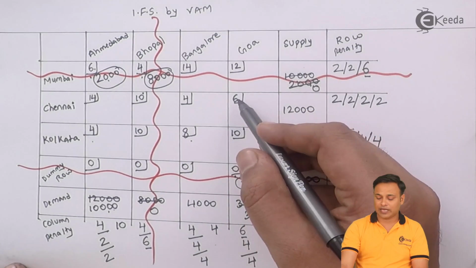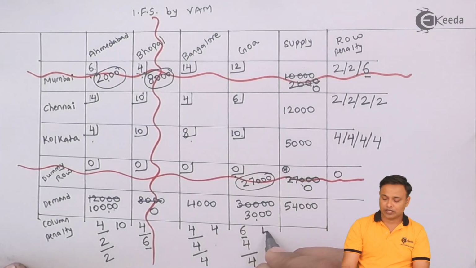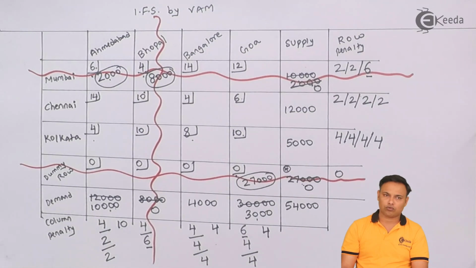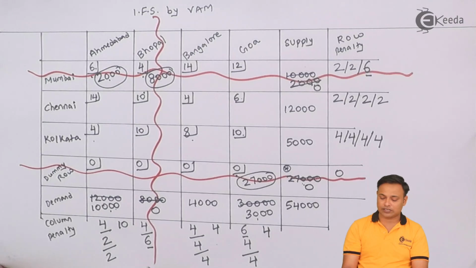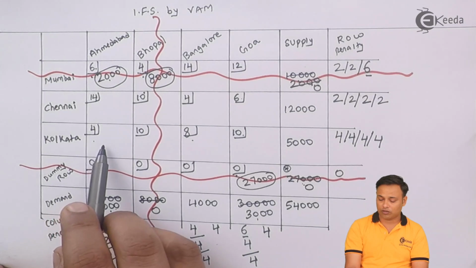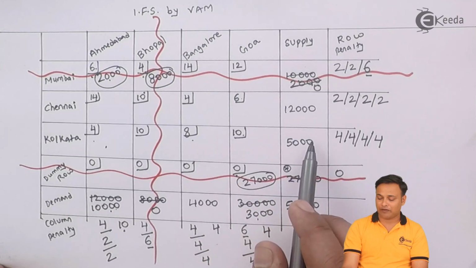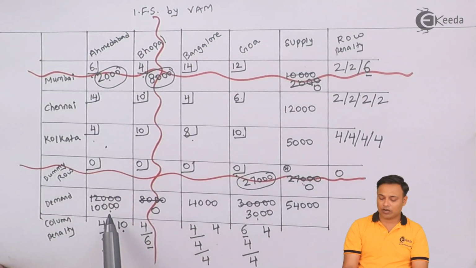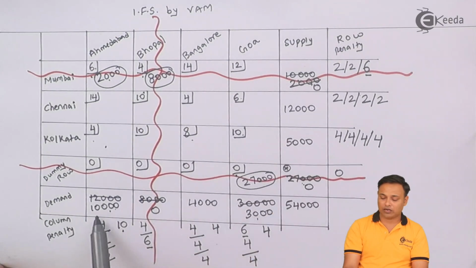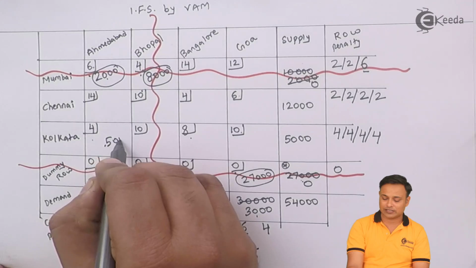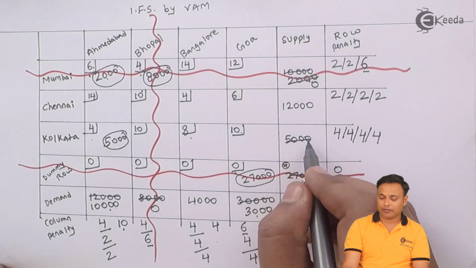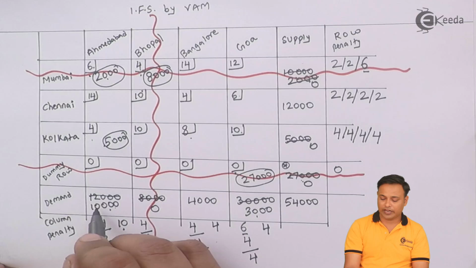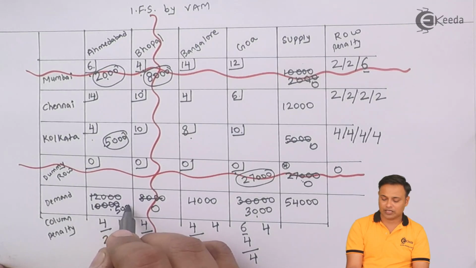In the third column, I have 6 and 10. The difference is again a 4. So we can see the highest penalty I have at this stage is 10. At 10, my lowest cost is 4, where I have a supply of 5,000 and the demand of 10,000. So 5 or 10, whichever is less, it will be 5,000, and 5 minus 5 it shall be 0. 10 minus 5 it shall be 5,000.